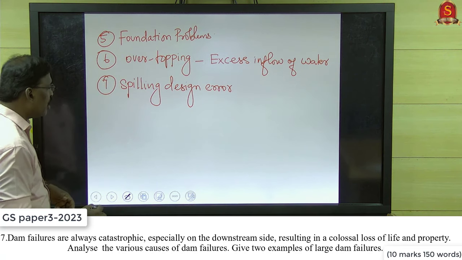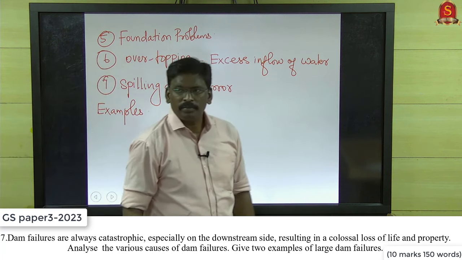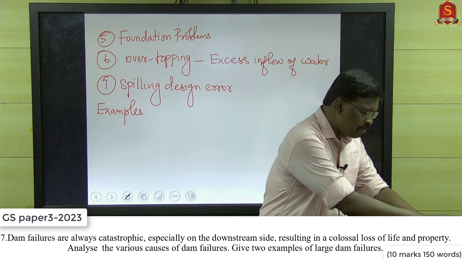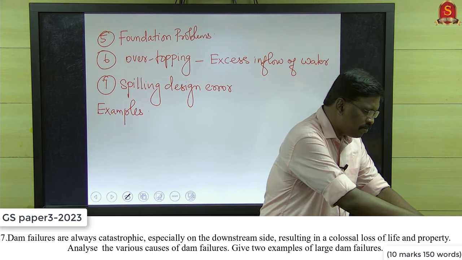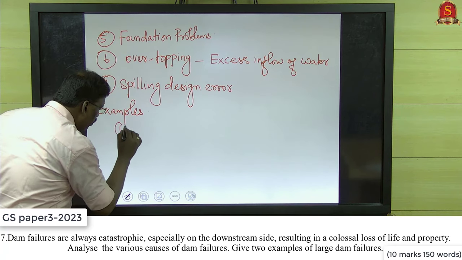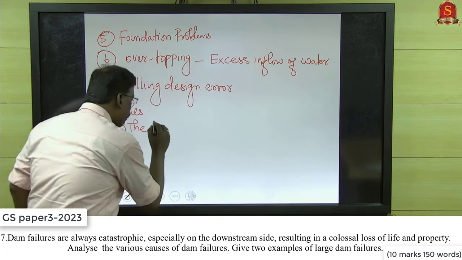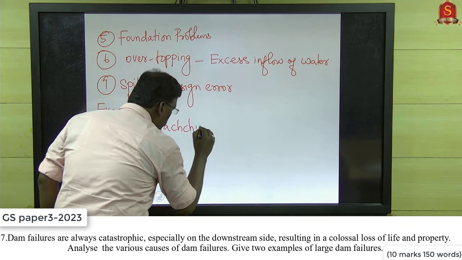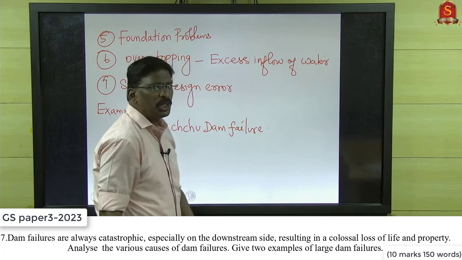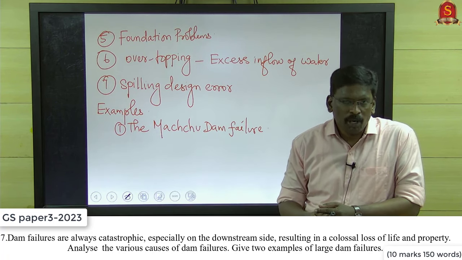And another demand of the question is that we have to write two examples. The two examples are, one, the Machchhu dam failure, which was in 1979, where the dam was busted and many lives were lost because of it.